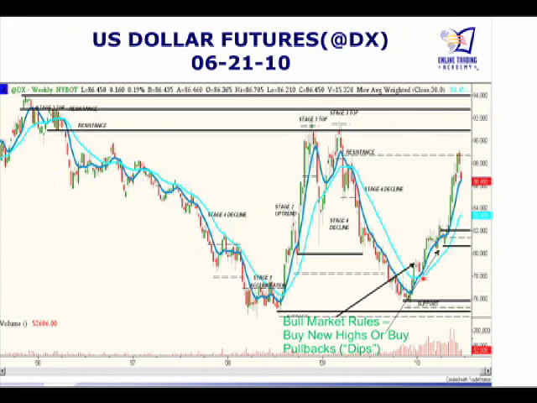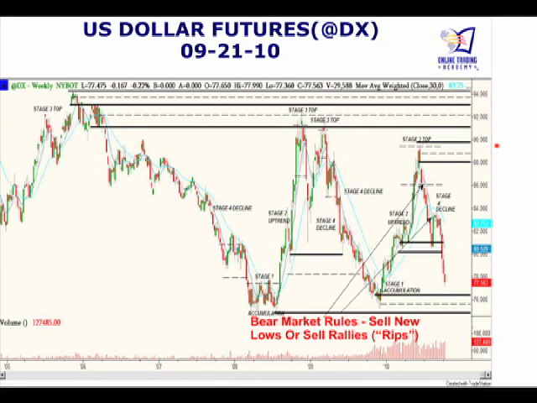So on the dollar futures contract, in a bull market from last year, I have a pullback to support on my moving averages, which we'll talk about in a little bit. Or I could buy when price broke out and made new highs. Here's a couple of times where prices broke out and they made new highs.